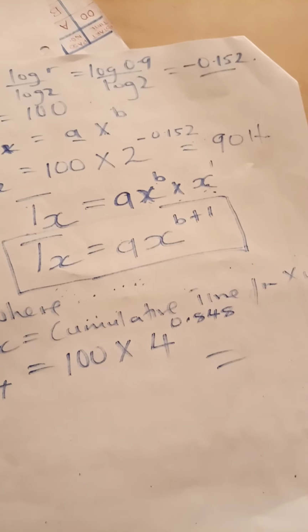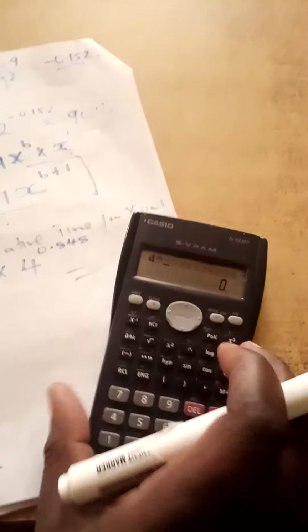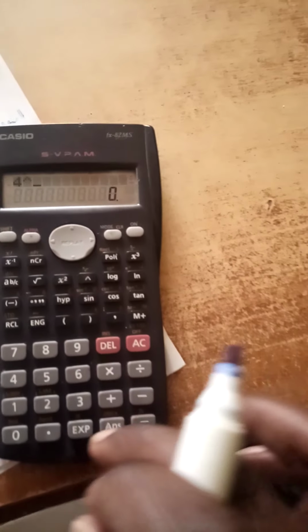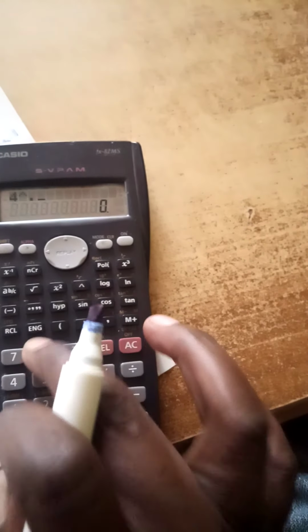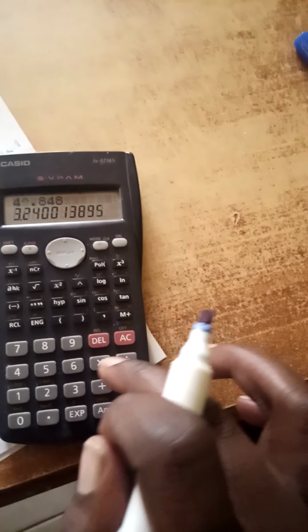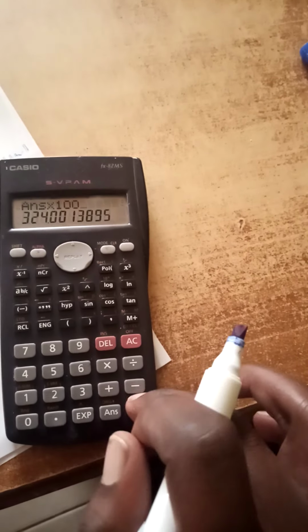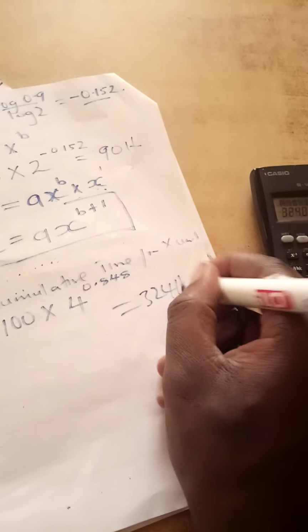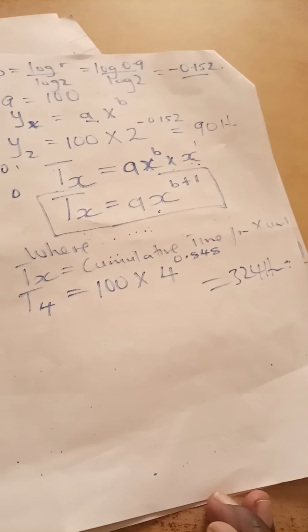So we simply say 4 raised to the power of 0.848 times 100, and you see we are getting 324.00, which is exactly this. So this is 324 hours. So we can always work with the formula. In short, always be able to work with these formulas that we are talking about.